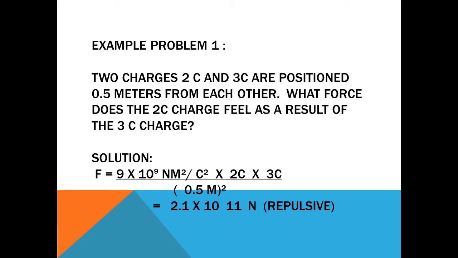Why repulsive? Because the two charges are both positive. So the electric force between them is repulsive, meaning to say the two charges will not attract each other. They will separate ways. Now let's have another example.